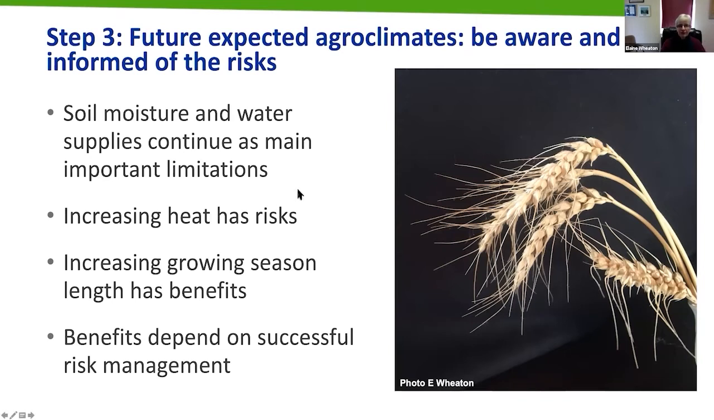So these are some of the main risks. There are many other risks. A main one is the soil moisture and water supplies. Those are the main limitations. If you don't have enough soil moisture, carbon dioxide fertilization and other aspects, varieties won't help at all. Well, not enough anyways. So the increasing heat definitely has strong risks, really brought home this last summer.